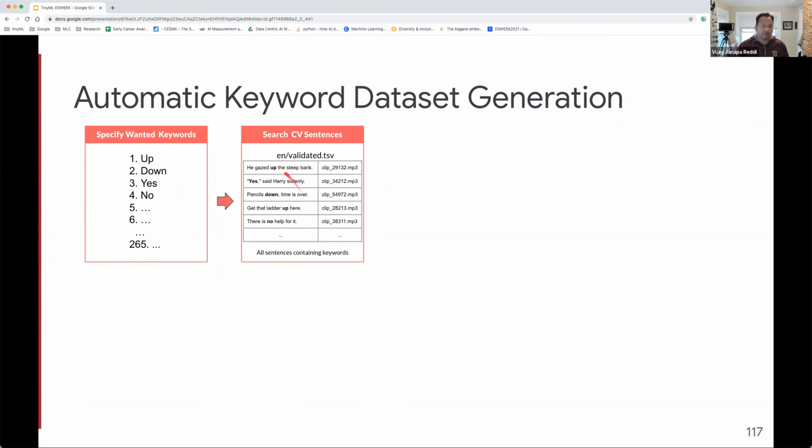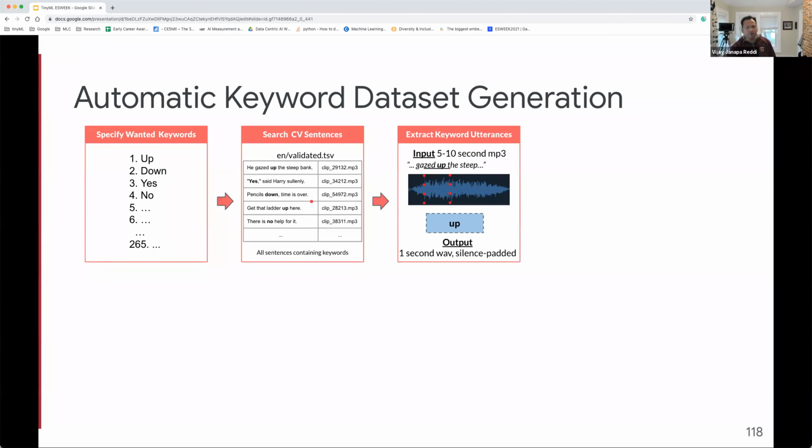So imagine there are all these files out there, and there are, right? And if it's "down," there's a sentence down here that says "pencils down, time is over," right? Just an example. And really what you want to do is build a system that automatically does what we call forced alignment, and then extracts the right keywords out of this massive database of different data sources you have.